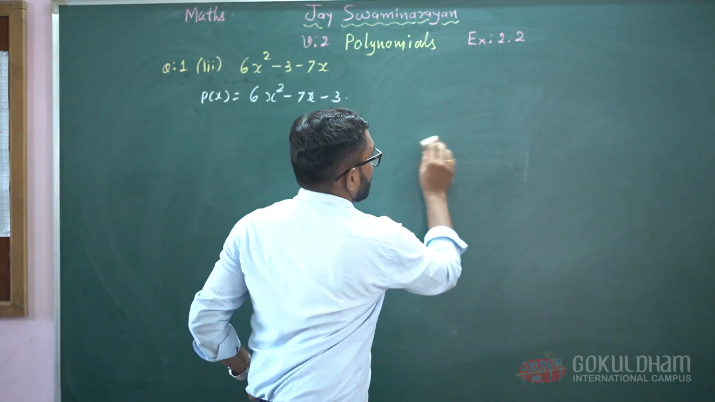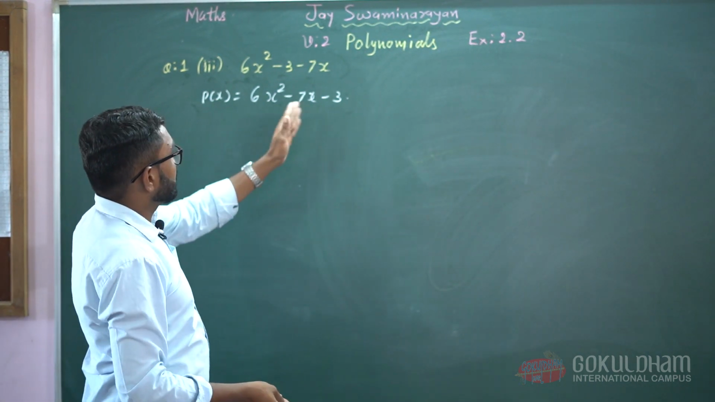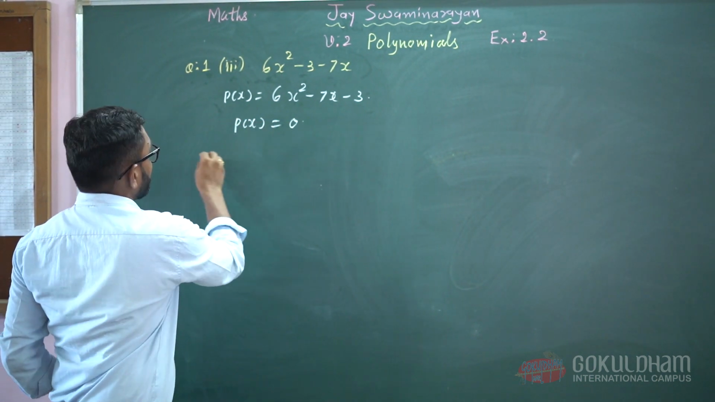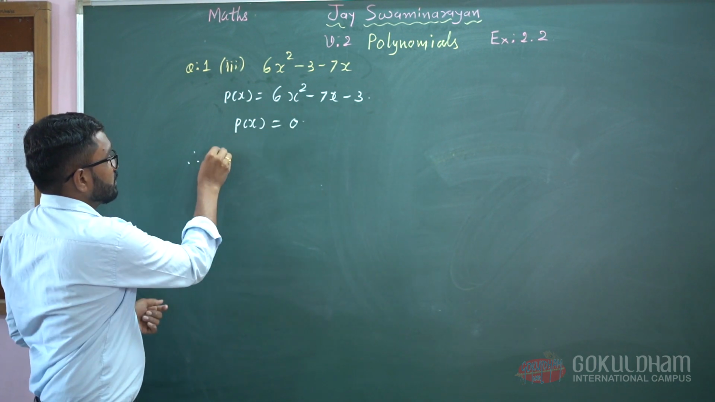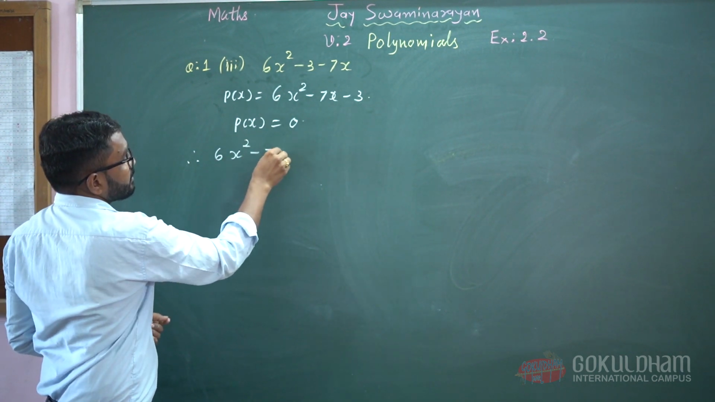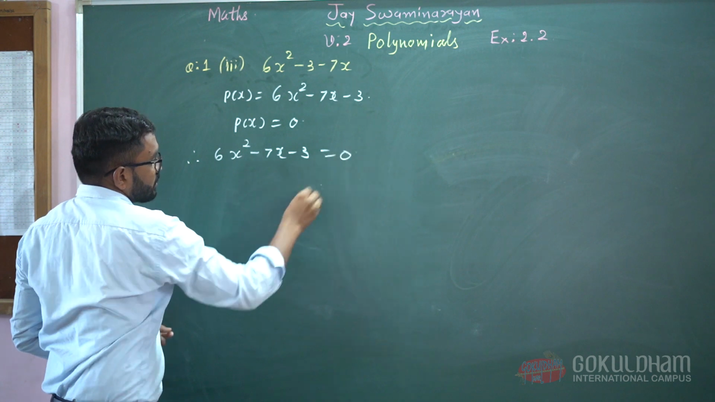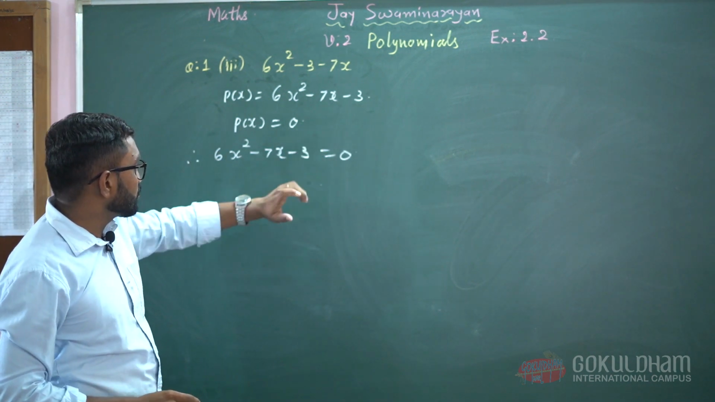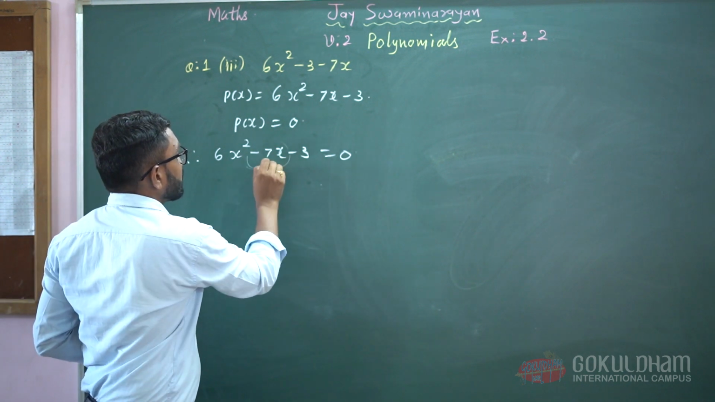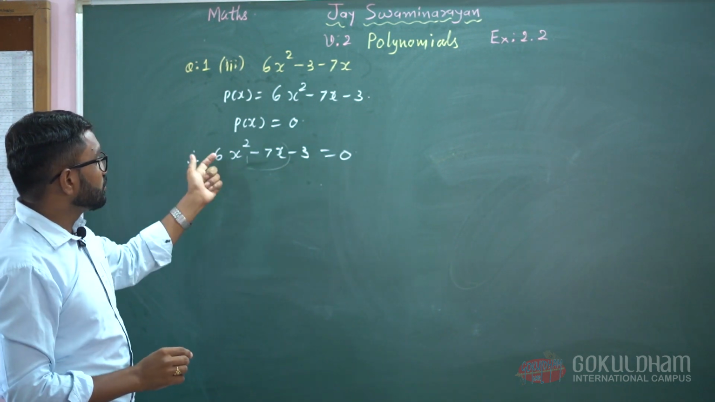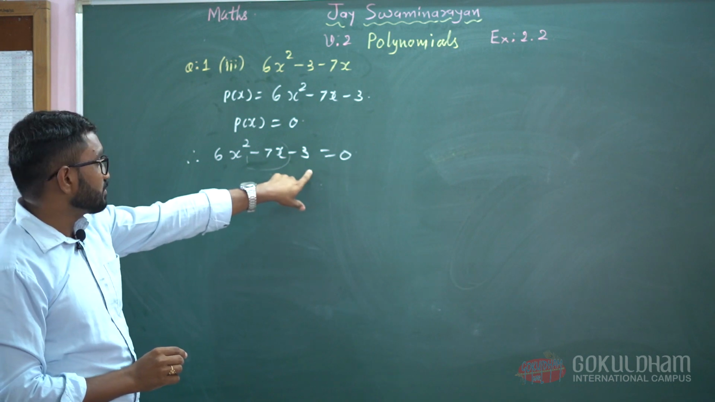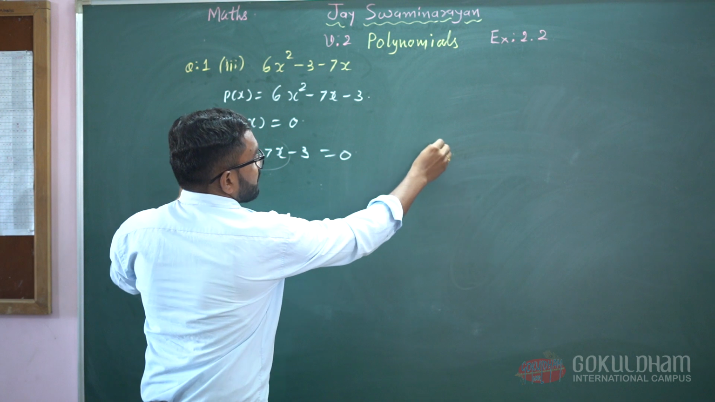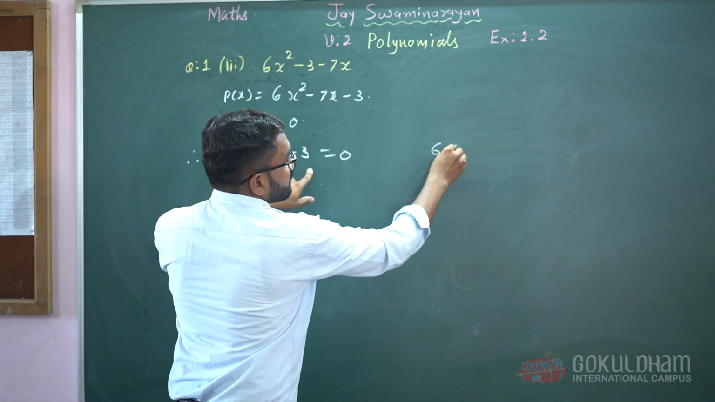Now find the zeros of these polynomials. So p of x equal to 0, therefore 6x square minus 7x minus 3 equal to 0. Now to factorize these polynomials we require the middle term. So using the first term and last term we get the middle term. The coefficient of x square is 6 and the constant term is 3.